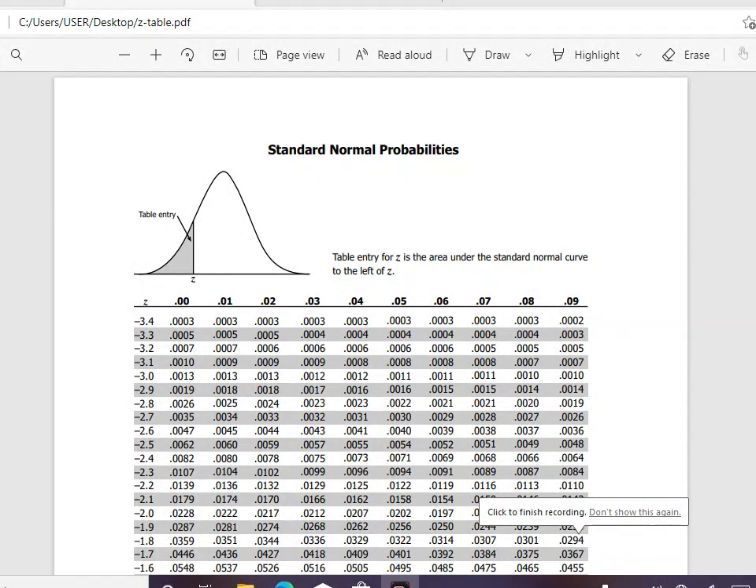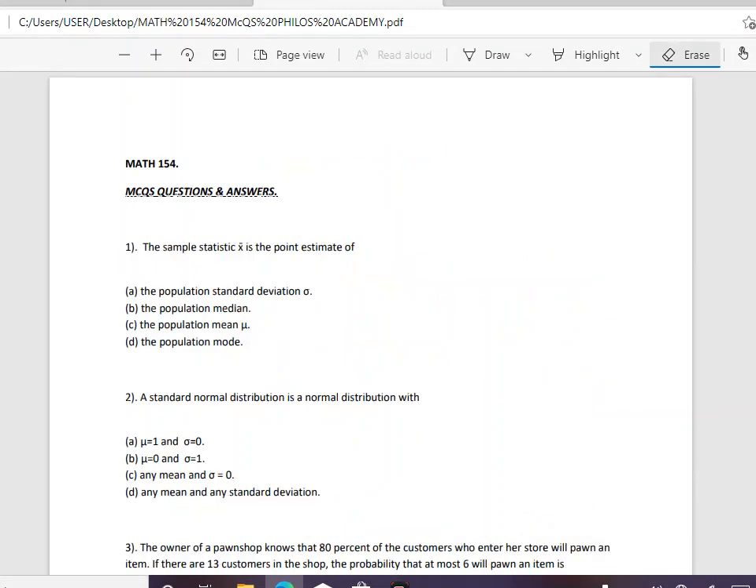Here we are going to take some MCQs questions and I'll give you the answer and also show you how to solve it. So please, before we start, take your book, pen, calculator, and your Z table so that you follow me as I do it. Okay. Now, let's take it from question one.